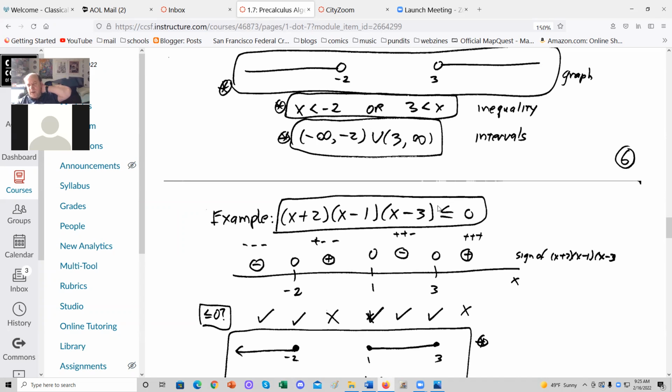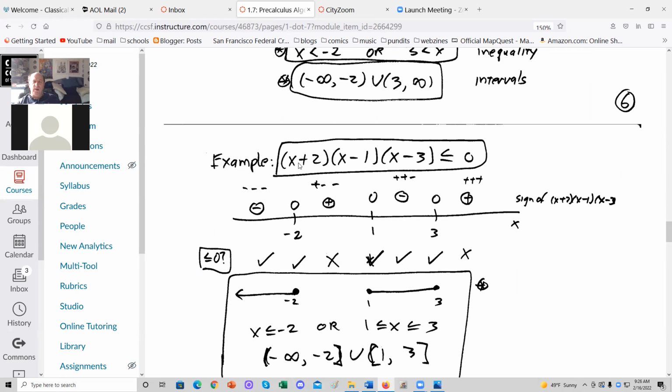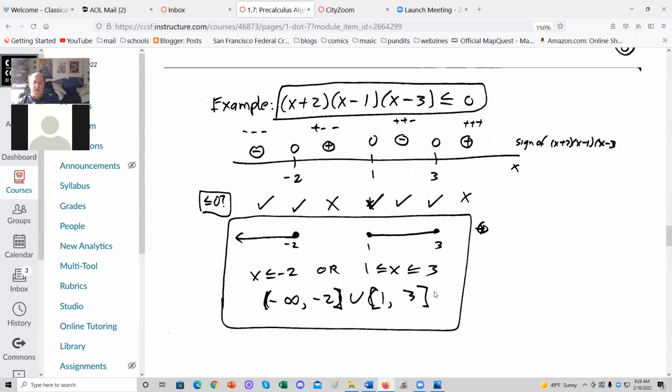Now, we want to know, when is that expression less than or equal to 0? Here it's less than 0, check. At negative 2, it's 0, check. Between negative 2 and 1, it's positive, x. At 1, it's 0, check. Between 1 and 3, it's negative, check. At 3, it's 0, check. Above 3, it's positive, x. So this inequality is true here, here, here, here, and here. In this closed half line, and also this closed interval. So there's the graph of this inequality.